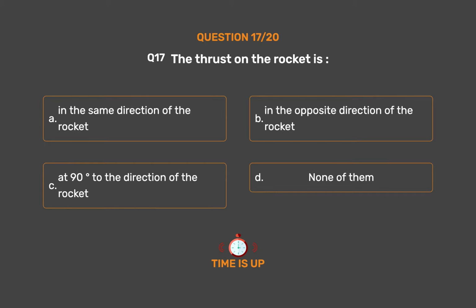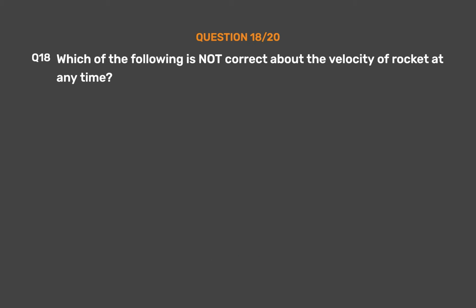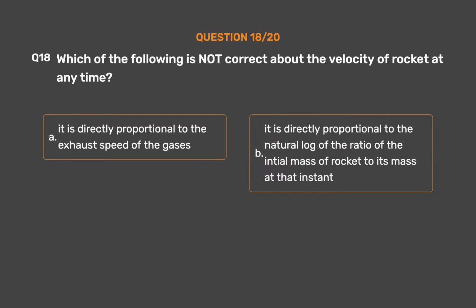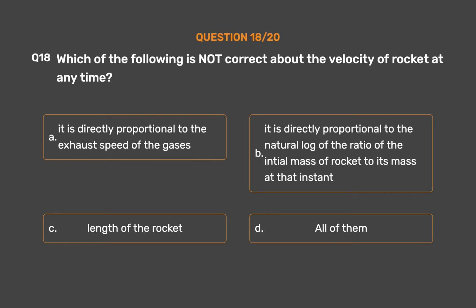The correct answer is option B. In the opposite direction of the rocket. Question number 18. Which of the following is not correct about the velocity of rocket at any time? Option A. It is directly proportional to the exhaust speed of the gases. Option B. It is directly proportional to the natural log of the ratio of the initial mass of rocket to its mass at that instant. Option C. Length of the rocket. Option D. All of them.